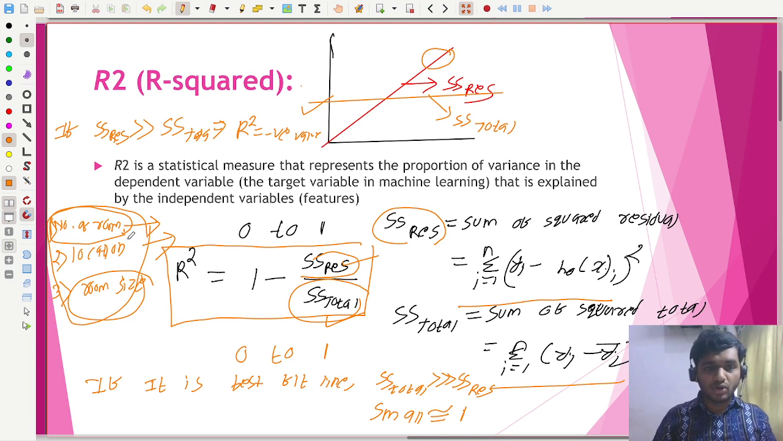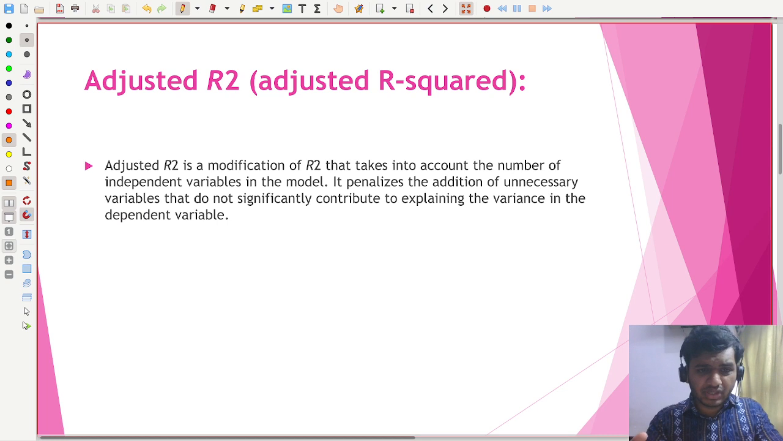So for reducing the number of room features, we will use adjusted R square. So you notice what adjusted R square is. Adjusted R square is a modification of R square that takes into account the number of independent variables in the model. It penalizes the addition of unnecessary variables that don't significantly contribute to explaining the variance in the dependent variable.